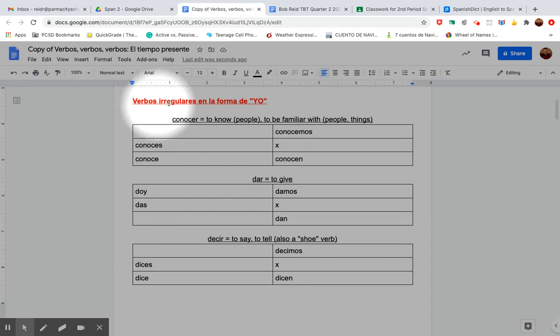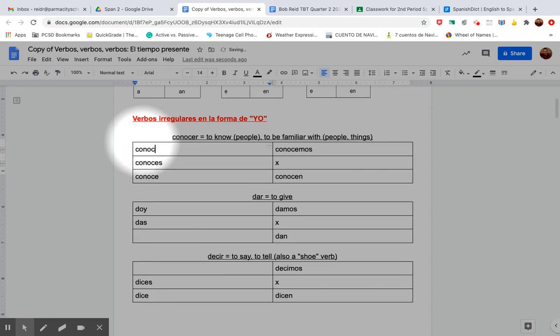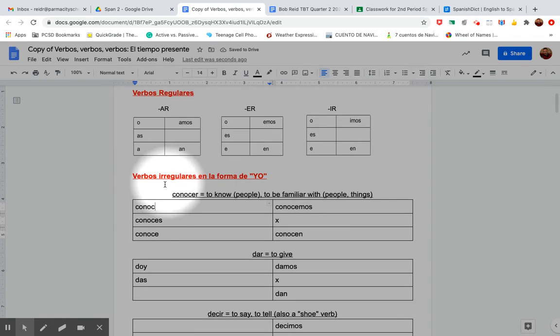are the verbos irregulares en la forma de yo. They are irregular in this yo form. So you can't just go like this, like you're used to, conocer. You drop the er, and the er verbs end in o. So conozco. It is not conozco. That's why it's irregular in the yo form.